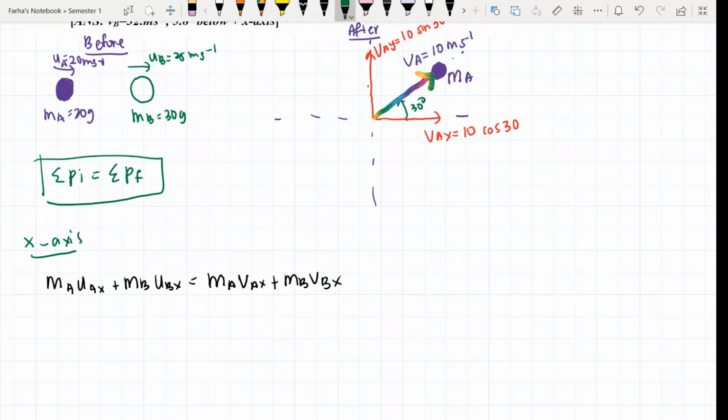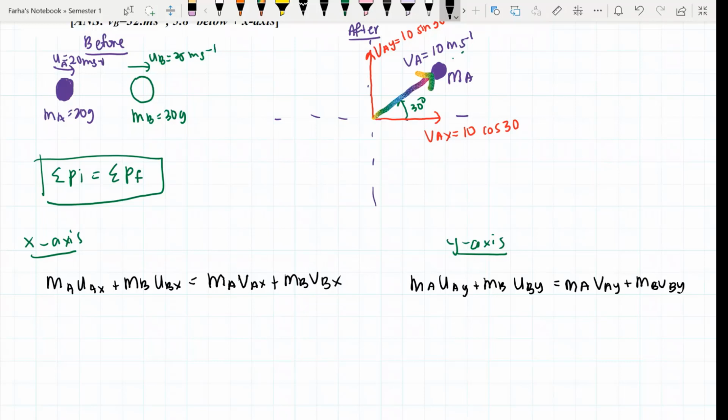So, untuk Y axis, kita boleh tuliskan which is MA UAY plus MB UBY equals to MA VAY plus MB VBY. Okay, kita masukkanlah semua value.